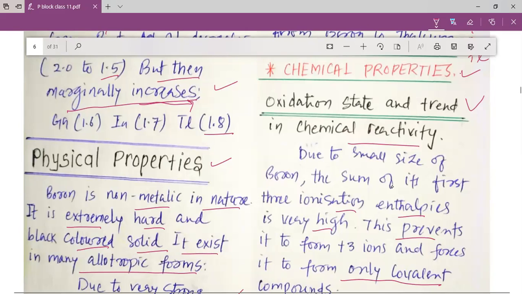So aluminum behaves as a metal and produces hydrogen gas when it reacts with alkali as well as acid. Now if you have any question you can ask me.